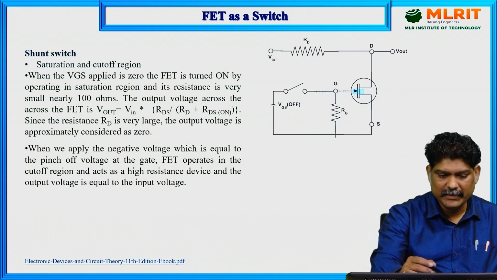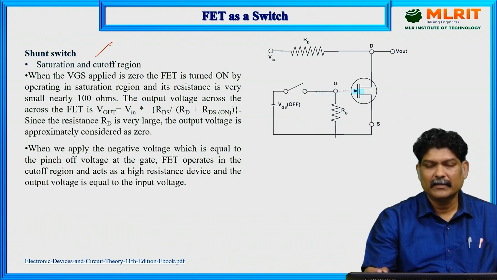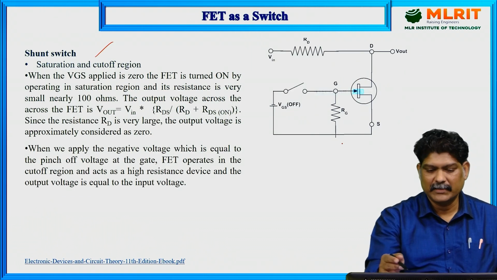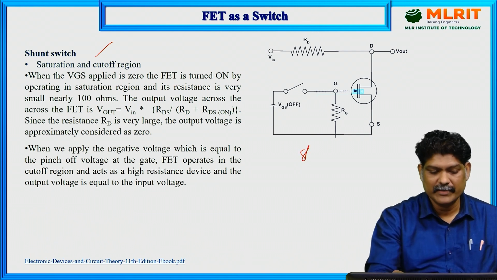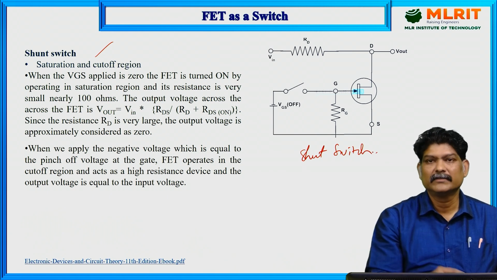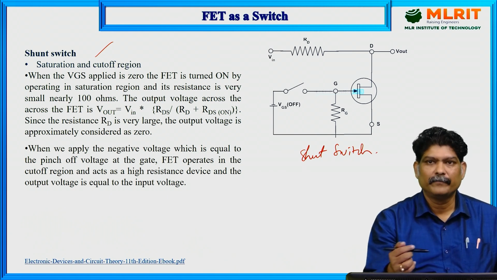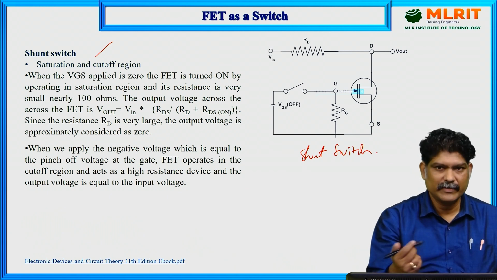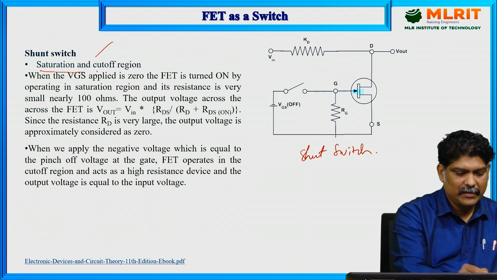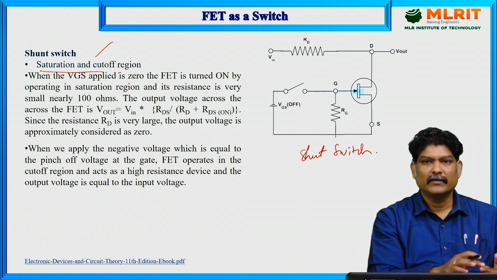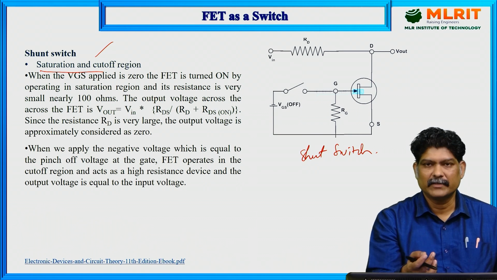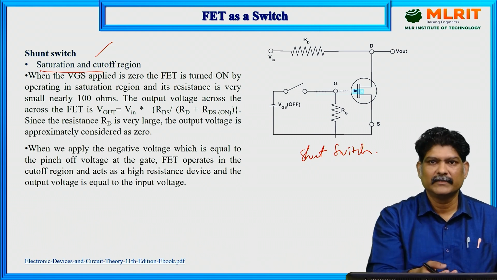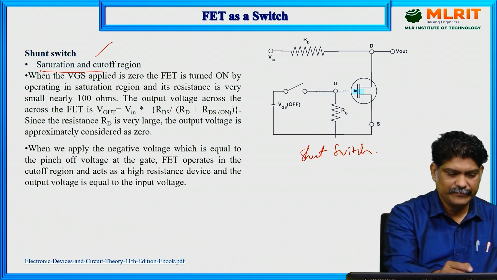Now let us see FET as a switch. This is the circuit diagram shown here. It is a series and shunt switch. Depending upon the position of the FET, we can have two types, shunt switch and series switch. And we know that when we want to use this FET for switching applications, it must be operated in either saturation region or cutoff region.